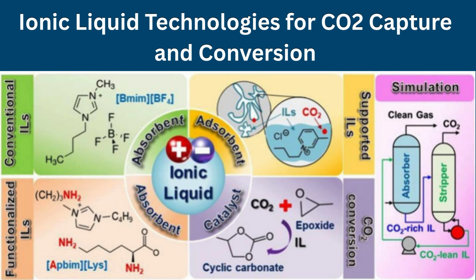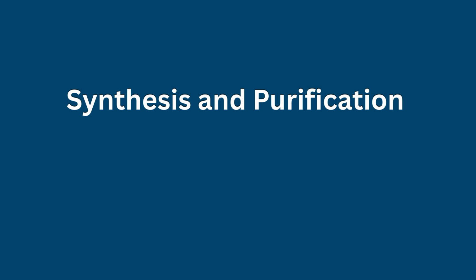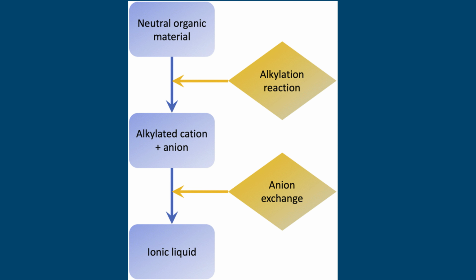RTILs also exhibit notable gas solubility characteristics. Carbon dioxide, in particular, shows significant solubility, enabling applications in gas capture and separations. Additionally, supercritical CO2 can be used to extract products from RTIL phases, facilitating separation processes. Synthesis and purification. RTIL synthesis generally involves two steps: alkylation of a neutral precursor, for example, an amine or heterocycle, to form an intermediate salt, and anion exchange, metathesis, to introduce the desired anion.